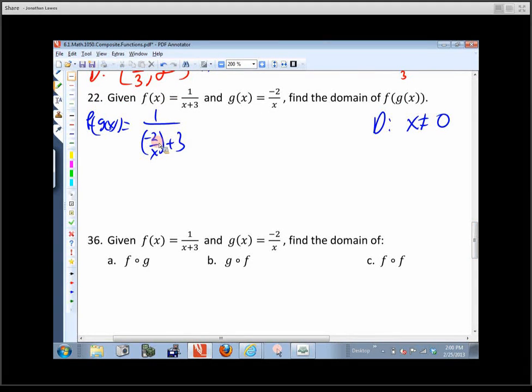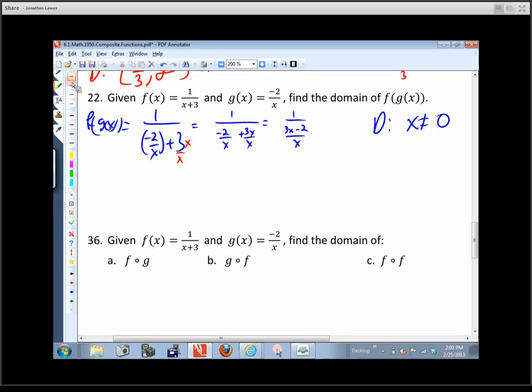So if you know the rules for simplifying a complex fraction, we went over 2 methods. I'm going to do it using this method. I'm going to get a common denominator on the bottom. So this now becomes 1 over -2 over x plus 3x over x, which allows me to combine these. So this is going to be 3x minus 2 over x. You with me there? Any questions?